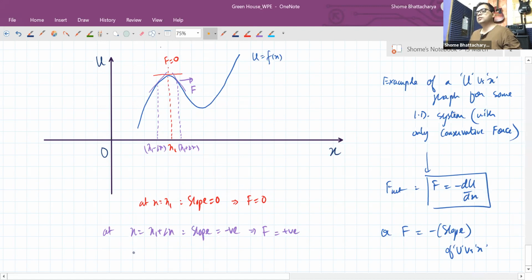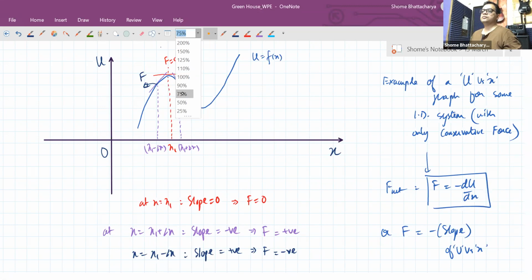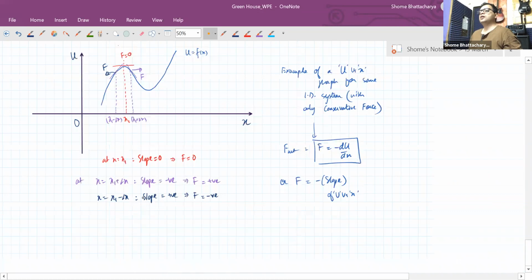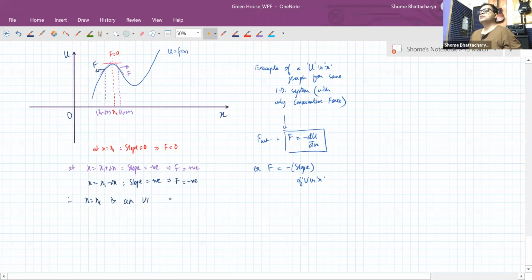Whereas now come to this point, x equal to x1 minus delta x, you can see that the slope of the graph is positive, which means the force is negative. So at this point here, the force is negative. So this becomes which kind of equilibrium? It becomes unstable equilibrium, because you can see the force is pointing away from the mean position or the equilibrium position. So therefore x equal to x1 is an unstable equilibrium point.